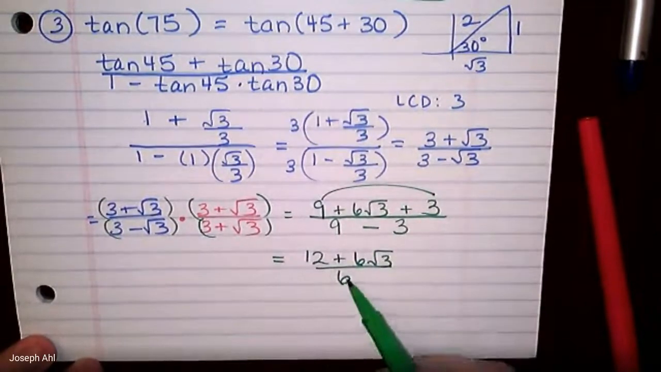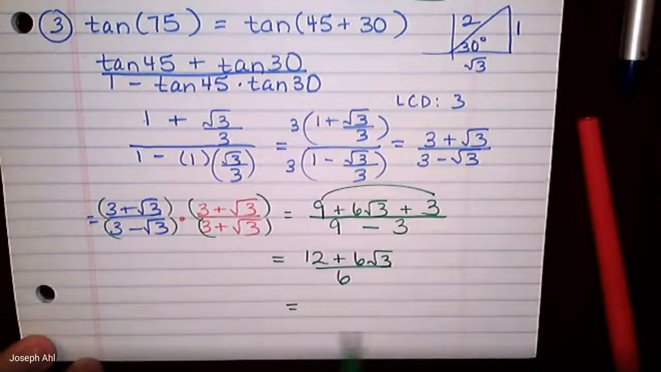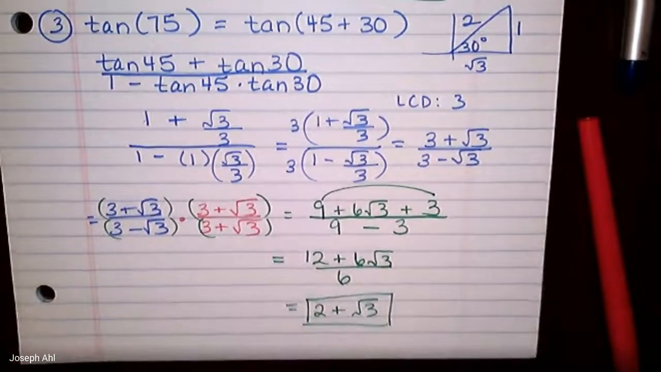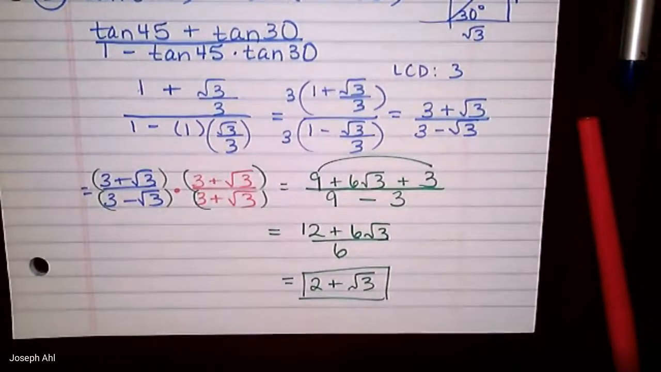And since 6 so nicely divides into both of those, you can divide this out to get 2 plus 1 radical 3, or just 2 plus radical 3. That is the exact value for tan 75.